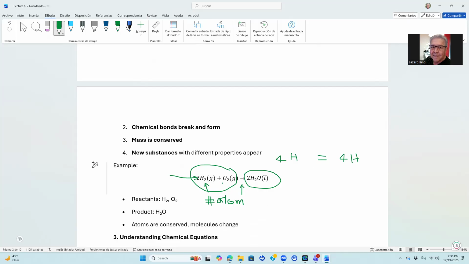In this case, you have 2 oxygen. And look here, you have also 2 times 1, because here we don't write the number 1, but it's supposed to be there. 2 times 1 is 2. Then we have also 2 oxygen in the products. And in this case, we say that the equation is balanced.